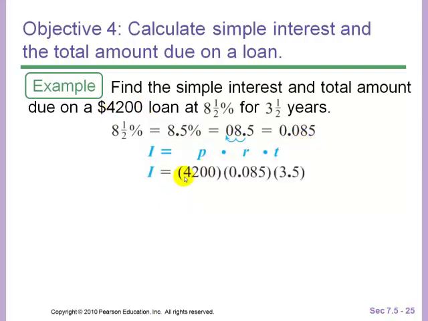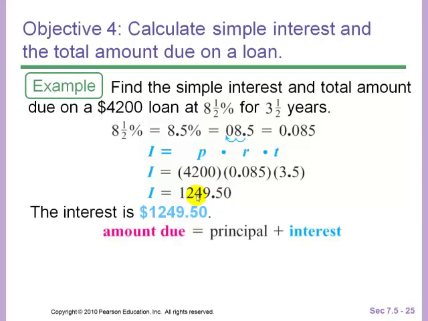Our principal was 4,200. Our interest rate was 8.5, which we converted to the decimal. And again, notice the conversion here, 3.5 years. It has to be in years, so a half year is 0.5, 3.5. Do this arithmetic, and you get $1,249.50. Again, this is the interest. This is the fee you have to pay because you borrowed the money.